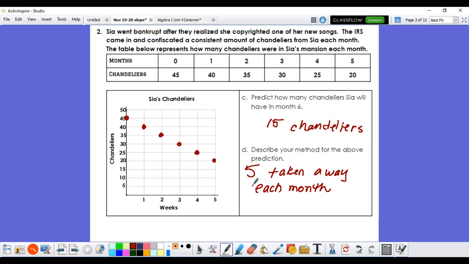The rate of change for this scenario is 5 taken away each month. Hopefully you figured out that this constant difference was -5. So this is an arithmetic sequence. It is changing by the same amount each time. We call this the rate of change. We might call it the slope in this line. We might call it the constant difference in this arithmetic sequence.